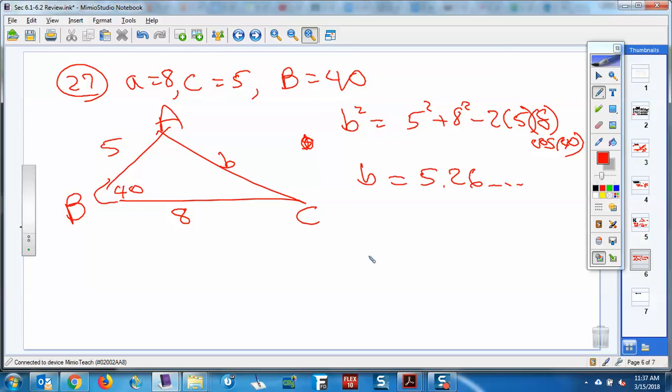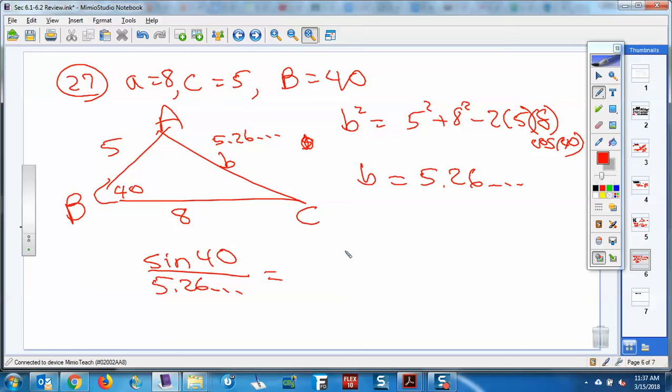5.26, something. Now what'd you do from there? Well then you just use that. Right. Sine of 40 over. So now you went with law of sines, good. Sine of 40 over 5.26, something, equals?